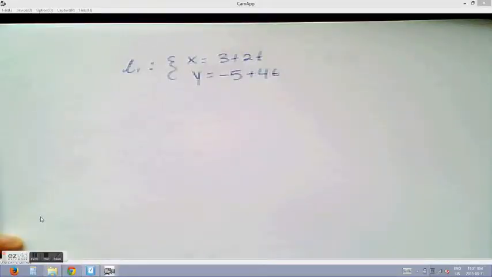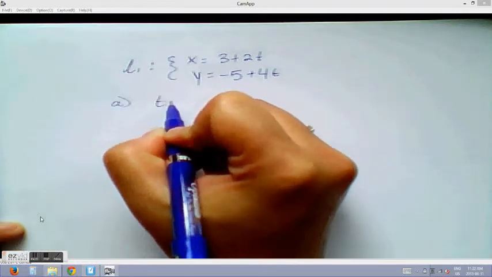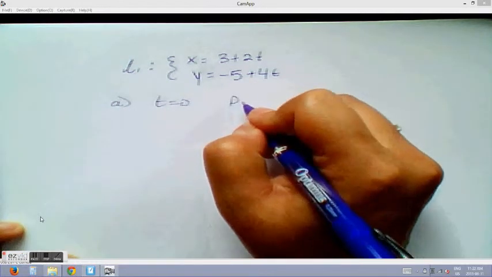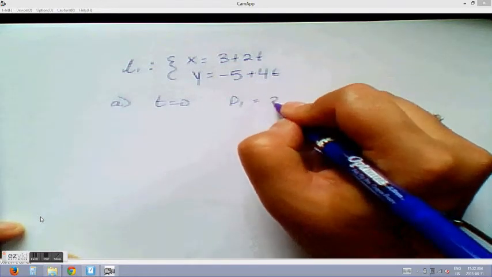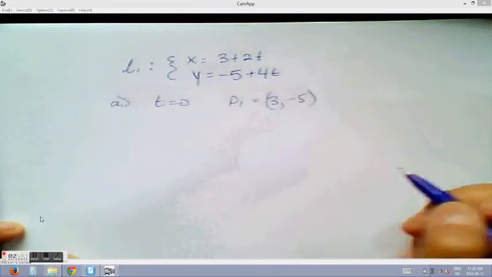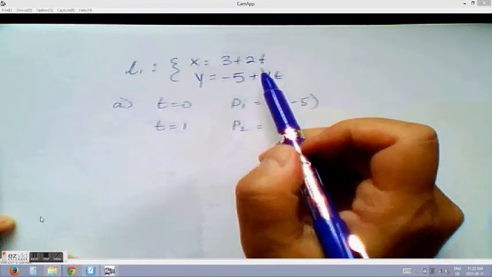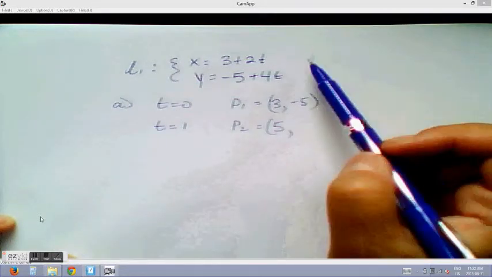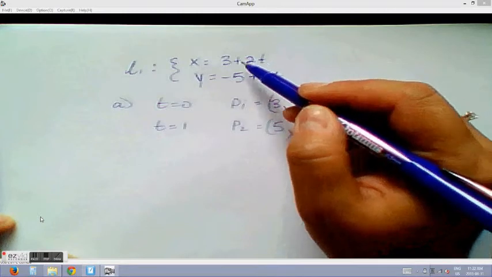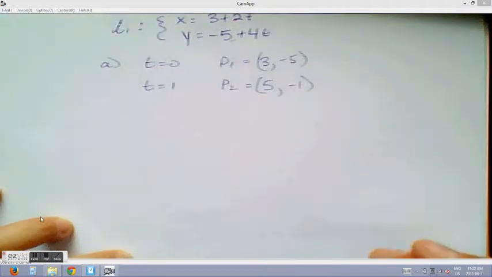Okay, so number 2. A, we are asked to find the coordinates of 2 points on the line. So we can say t is equal to 0. If we were to put 0 in here, we'd be left with 3 and negative 5. So that would be 1 point. Another point is when t is equal to 1. So point 2 would be 3 plus 2, which is 5, and then here would be negative 1. So those are 2 points on the line.